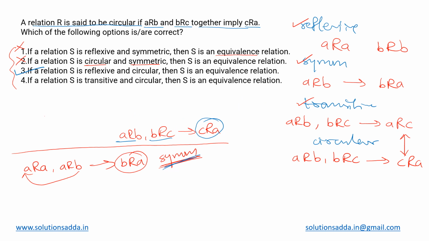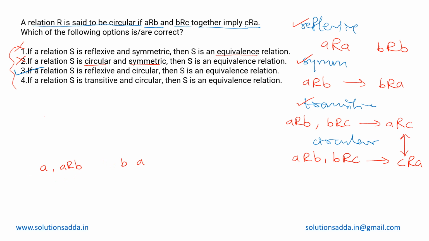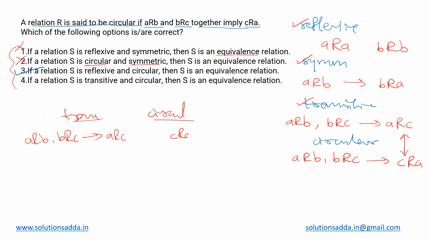Let us also check out for the last one and see if it can also hold true. In the last one, it is given that it is both circular as well as transitive. So using that, what happens? It is transitive plus circular, which means A relates to B, B relates to C. Here it implies, in case of transitive, A relates to C, and the same thing in circular will imply C relates to A.